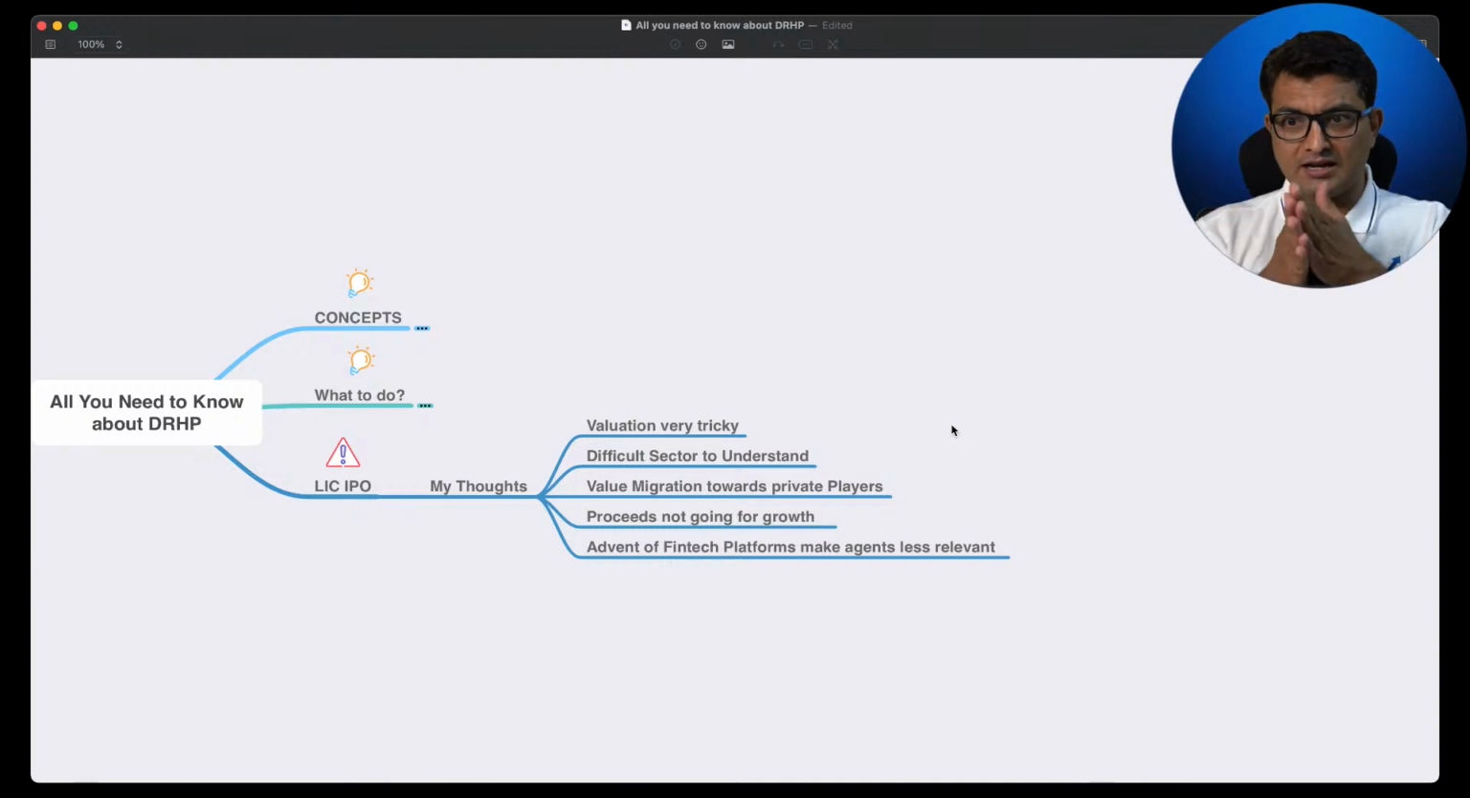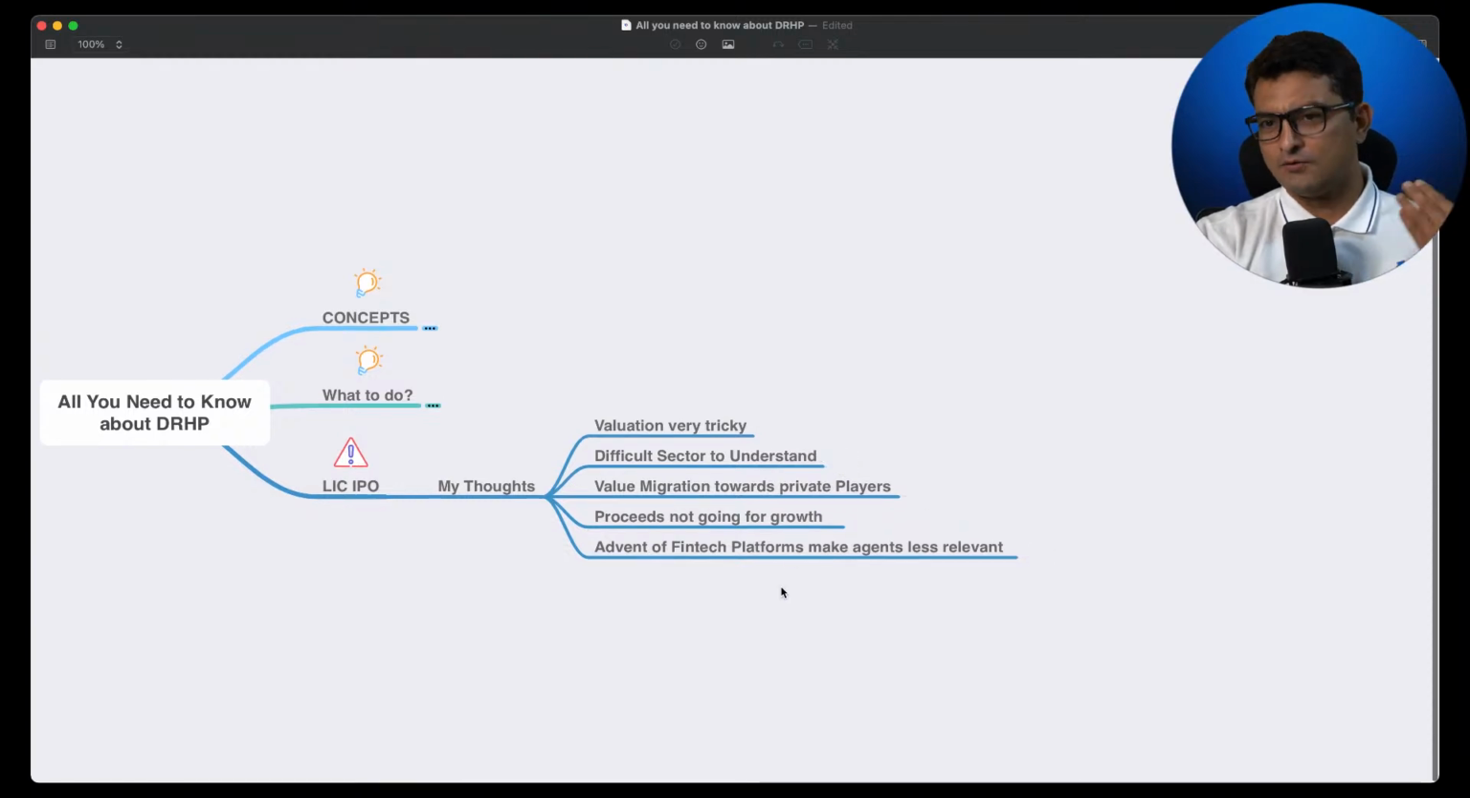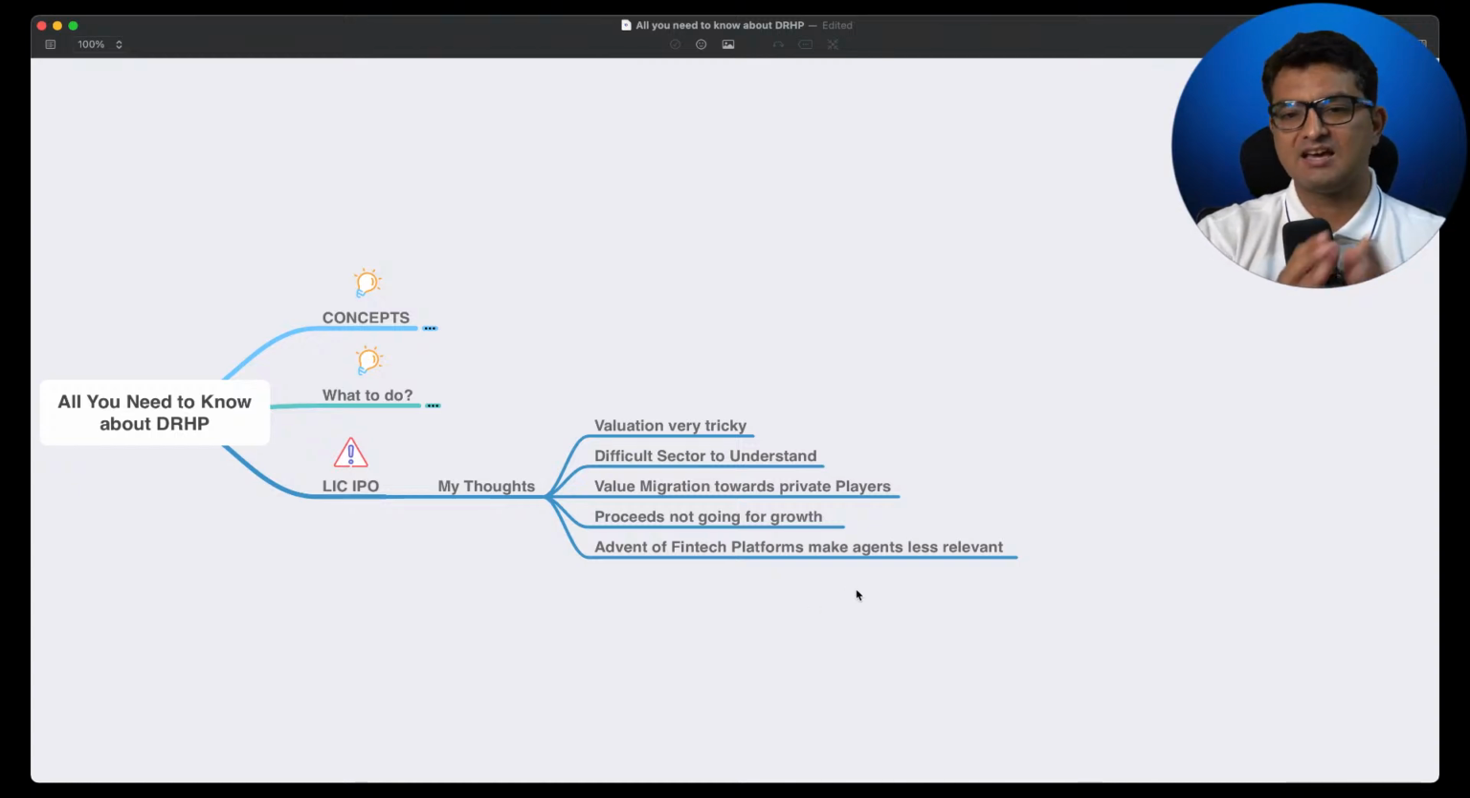And as I showed you in the analysis during the demo, the value migration is happening towards the private players, like they are getting the market share, and LIC is losing market share in group insurance as well as individual insurance. Next point is the proceeds of the IPO are not going for growth. They are just going to the existing shareholders. And the fintech platforms which are coming are making the agents less relevant. So whatever their strength was, that is getting eroded. So in my view, based on the price, you can just play the listing gains game and all those things. But otherwise, given all these points I mentioned, my thoughts say that you can find a better place than putting your hard-earned money into LIC, right?